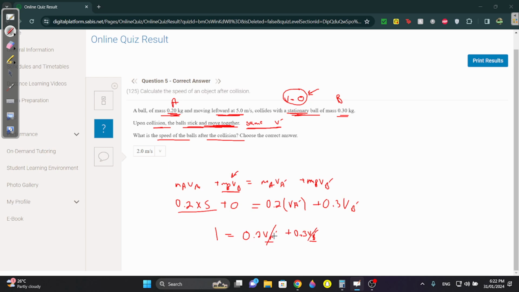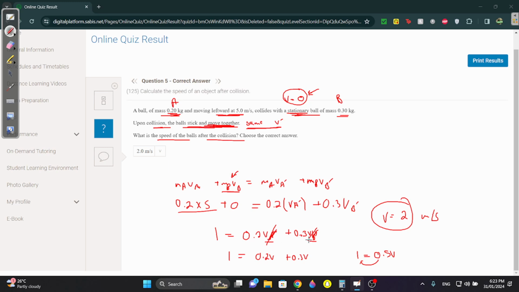Okay, you can just change it and keep it as 0.2 V plus 0.3 V. Why? Because they're the same. They're moving together, so they have the same velocity. No need to put prime. Just keep it as V and V equals 1. 0.2 V plus 0.3 V is 0.5 V. Divide by 0.5 on the other side, you get V equals 2 meters per second.